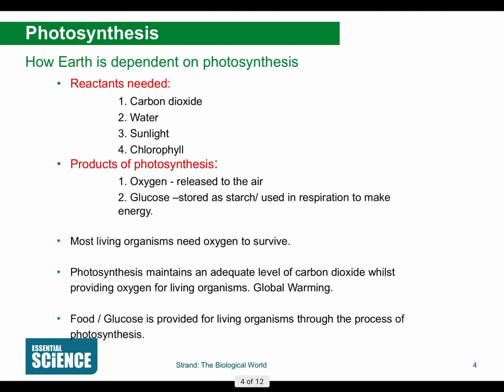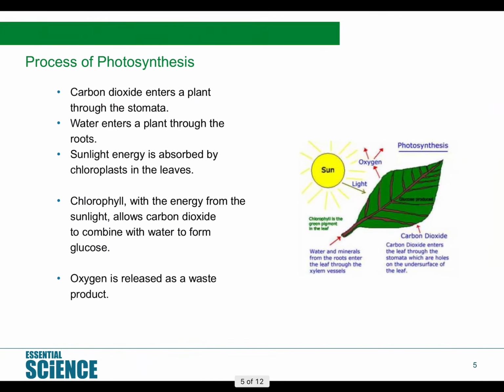Photosynthesis maintains an adequate level of carbon dioxide, and I've just put in the words global warming there. So photosynthesis is also important in that it doesn't allow the level of carbon dioxide to go up very high, which would contribute to global warming, and carbon dioxide is a greenhouse gas, as you know. So plants and photosynthesis keep the level of carbon dioxide low and also produce oxygen. So that's why it's important to the earth. And also, of course, it produces food or glucose for living organisms. So we eat the plants, and we're eating the glucose by eating the plants, if you like.